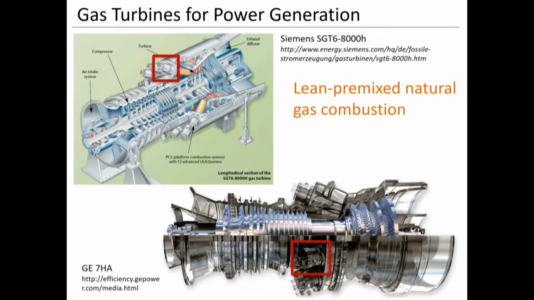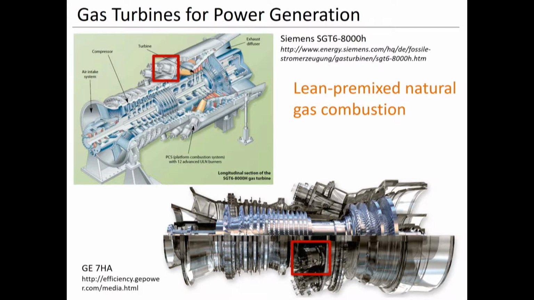These are aero-derived engines. They started off as jet engines that were made stationary and used to produce electricity. You have a compressor, a combustion chamber, and the gases go out of the combustion chamber, drive the turbine, and the turbine generates electrical power. Jet engines use jet fuel, but for these stationary gas turbines it's natural gas combustion. They use lean premixed combustion to keep the temperature down and the NOx low.